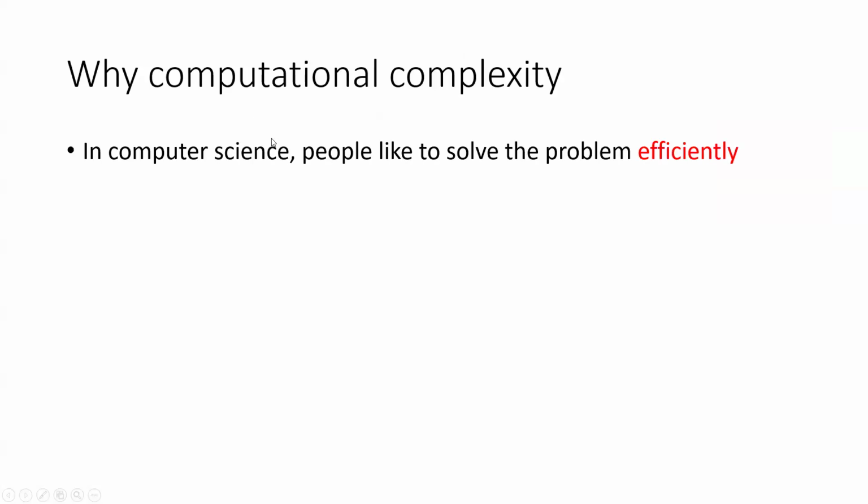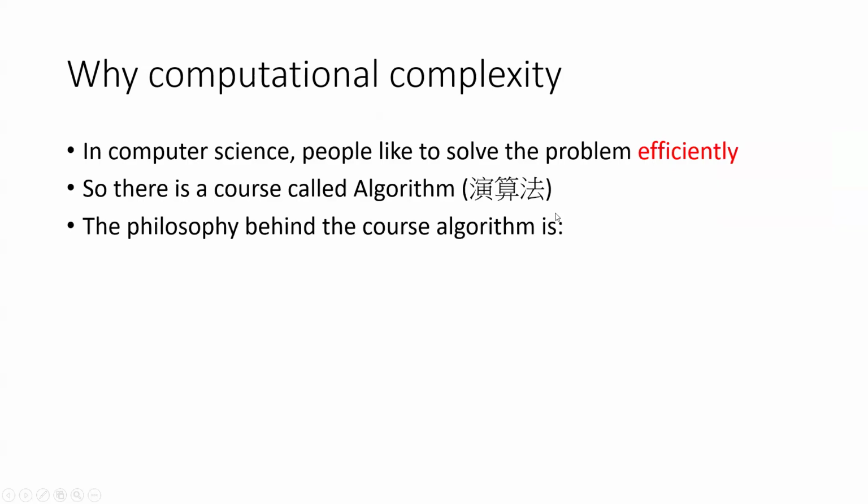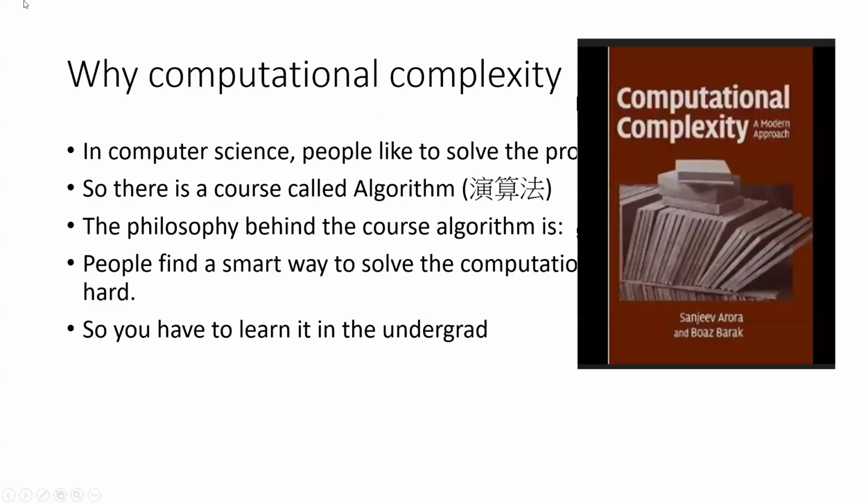But why computational complexity? In computer science, people like to solve problems efficiently. There's a course called algorithms, and the philosophy behind it is that people find a smart way to solve a computational problem that looks hard. A problem looks hard, but hopefully you find a smart way. You learn this as an undergraduate, because at school you learn tools to solve it.